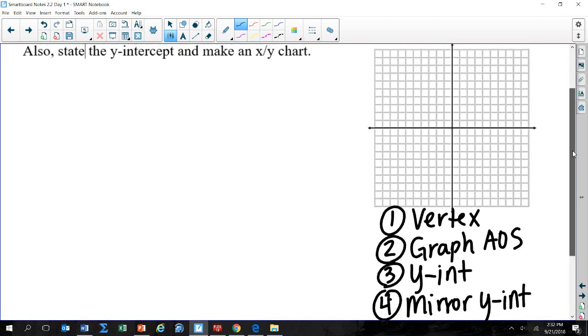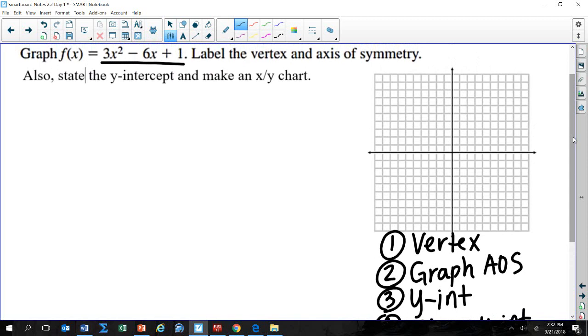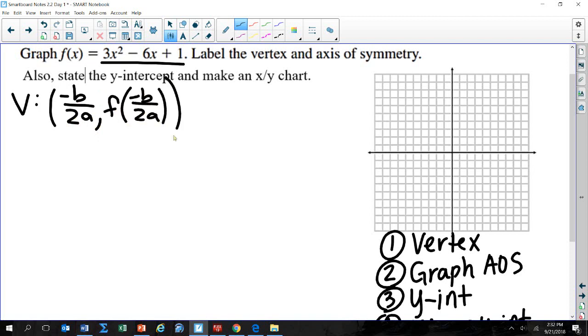So the first thing I'm doing is finding the vertex. The rule for vertex is stated in the core concept. It's negative b over 2a, f of negative b over 2a. Don't worry about that y value. This looks scary, but it's not bad. I'm just going to focus on this part first.